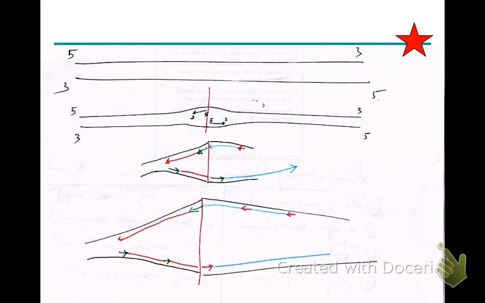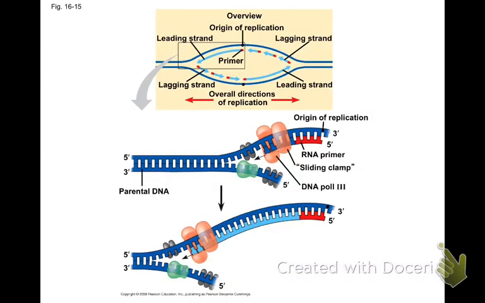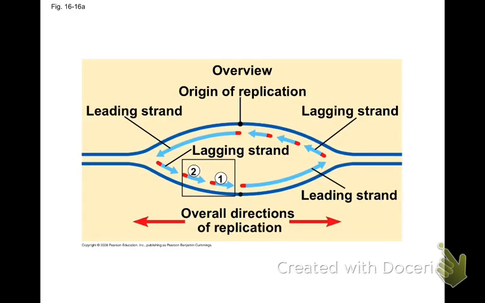Also, another important difference is that the leading strand is made in the direction of the replication fork. The lagging strand is made in the opposite direction of the replication fork. Okay, so the overview.